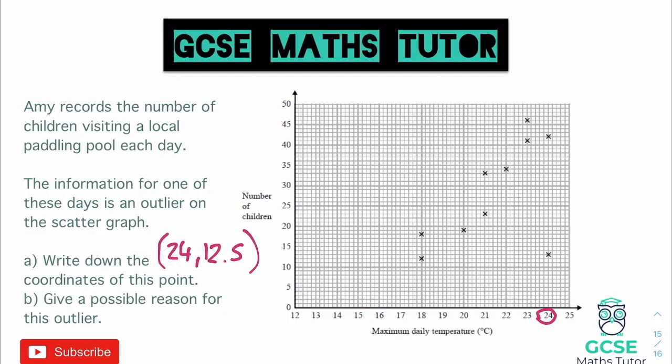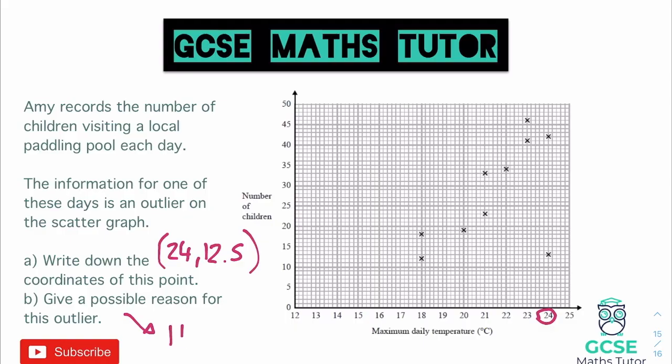So let's think about a real life scenario. When are the days where children are probably going to be going to the paddling pool? Probably at the weekend. So why might there be 30 less just here? Well, maybe it was a weekday. Okay, so that is a pretty logical explanation. There's lots that you can come up with, but just try and think about one that just sounds ridiculously logical. Okay, so give a possible reason.